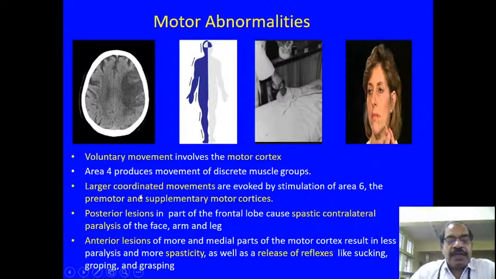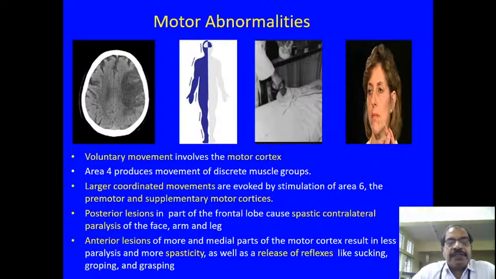Okay. So if there is involvement of the supplementary motor area or premotor area, then what happens? It affects the coordinated movements, large movements. Individual muscle movements are not affected by the supplementary motor area. And if there is involvement of the posterior part of the frontal lobe, it may cause contralateral spastic paralysis. If the lesion is more anteriorly situated here, then paralysis is less.